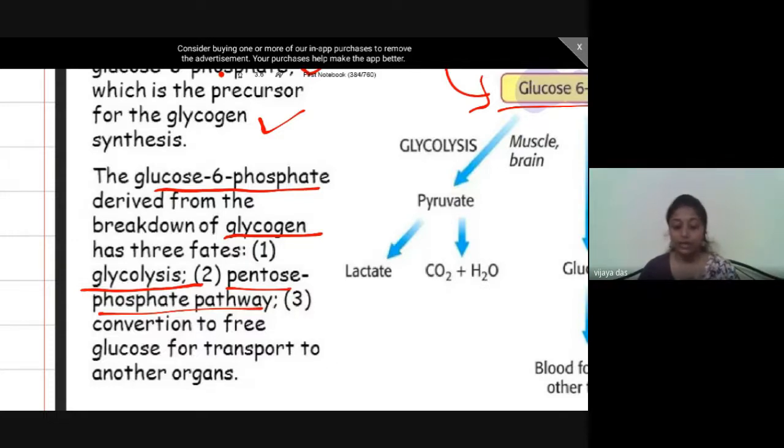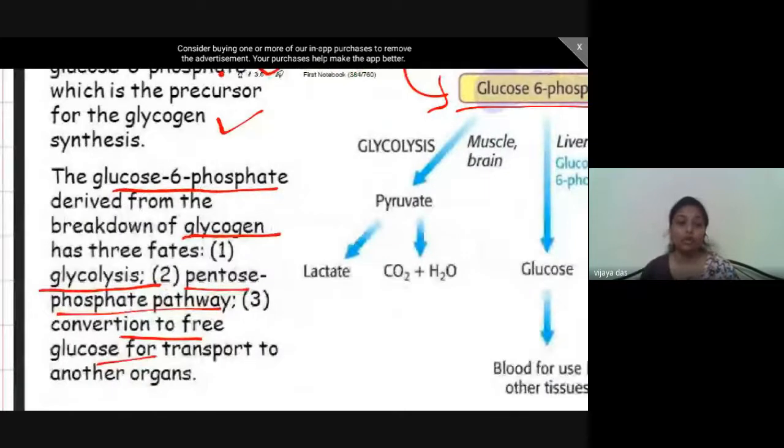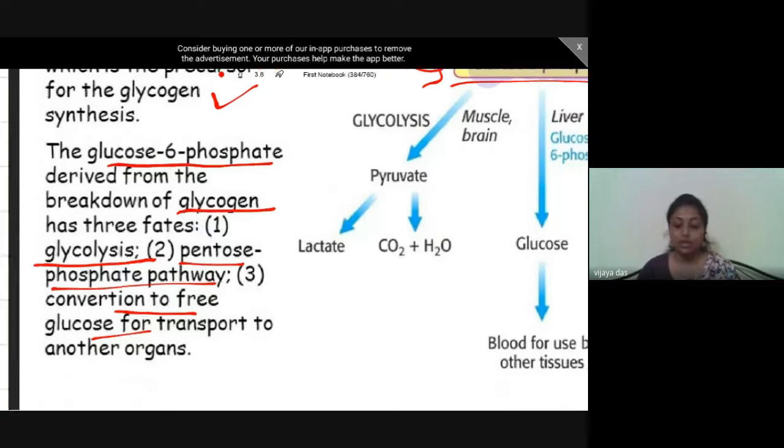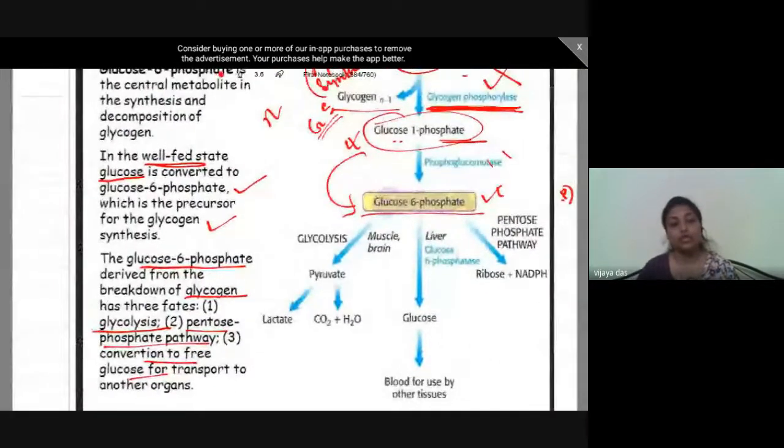Other than that, there is the conversion to free glucose for transport to other organs. It may happen that suddenly there is a fall of glucose in the brain, right? The brain is starving for glucose. Then also the glycogen breaks, and the glucose which is released goes with the blood flow and reaches the brain. So this is the function of glucose in our body, which is generated by the breakdown of glycogen.